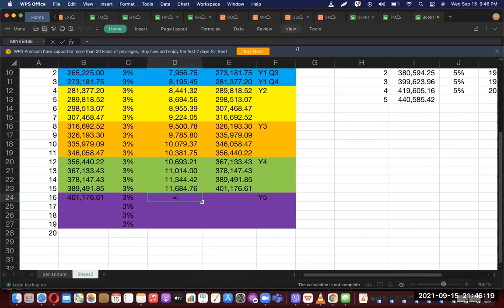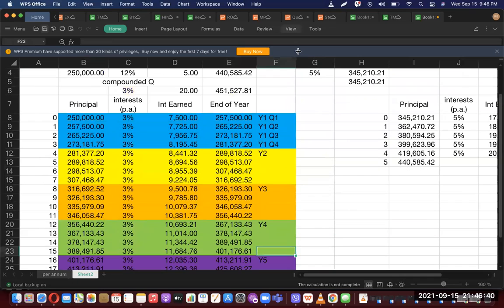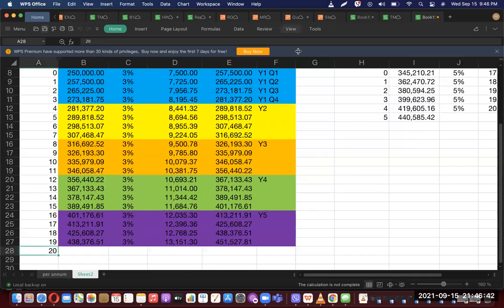And again, if we didn't have all these colors here, this would be easy, right? Because it's just a copy. We're just trying to prove it as it is. Okay? So you will see 451, 527, 81. 451, 527, 81. So we're correct. Right? So that's all there is to it.